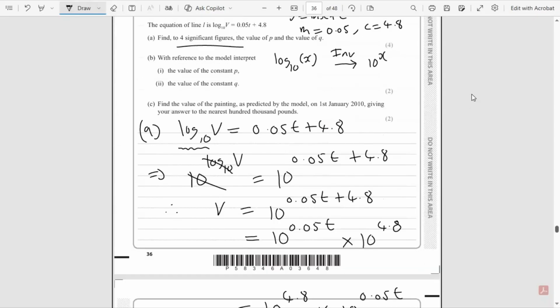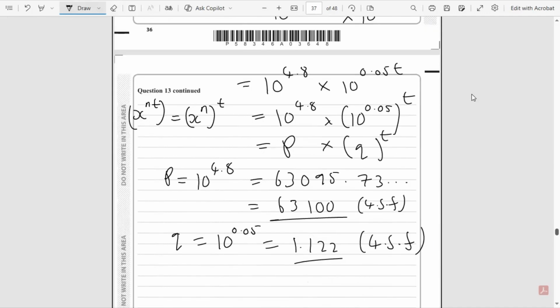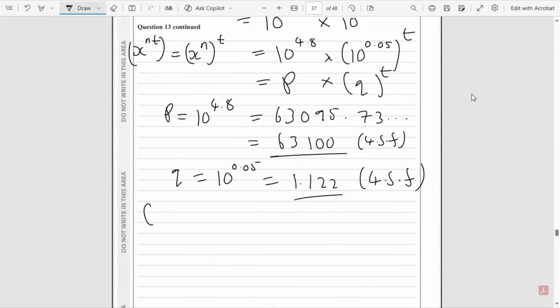Now let's go to part B. So part B says, with reference to the model in part I, interpret the value of the constant P. So the constant P, what I'll just do here, I'll just write down our formula. So V is equal to P Q to the power of T.